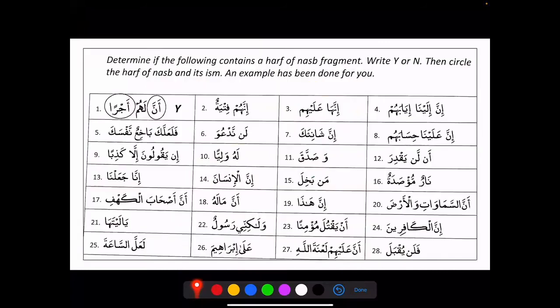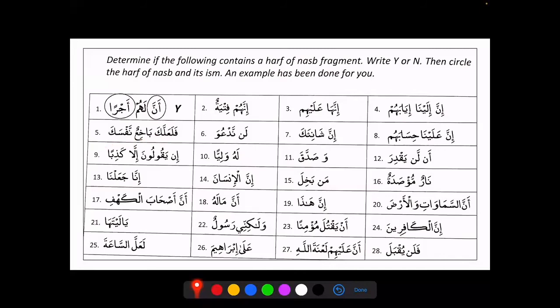Okay, so let's do some more over here, and let's do it together. Anna lahum ajran, we already did that, so yes, it is a harfu nasab fragment. Anna is harfu nasab and ajran is its victim, or ismu ha. Then we have fala'allaka baqiyun nafsaka. So fala'alla, this fa is extra, this is harf. And then la'alla is a harfu nasab, and this ka is ismu ha. So la'allaka, yes, it is our harfu nasab fragment.